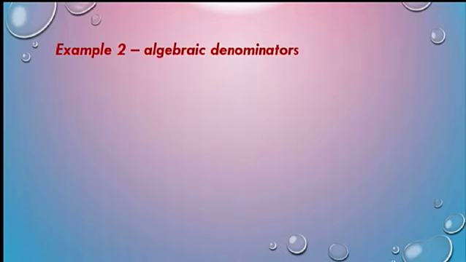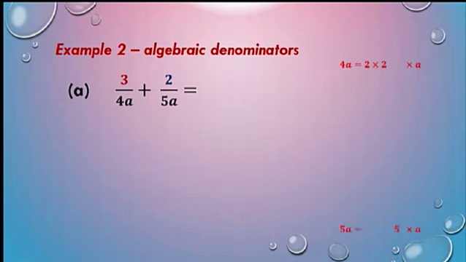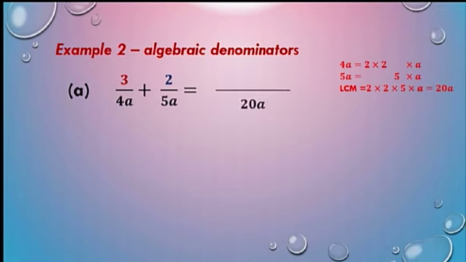Now we're going to add and subtract algebraic fractions with algebraic denominators. Here we have 3 over 4a plus 2 over 5a. The first step is to find the LCM of 4a and 5a. Remember that I told you how to find the LCM of algebraic terms. There were two different methods. You can use any one of the two methods. Here we have the LCM of 4a and 5a as 20a.